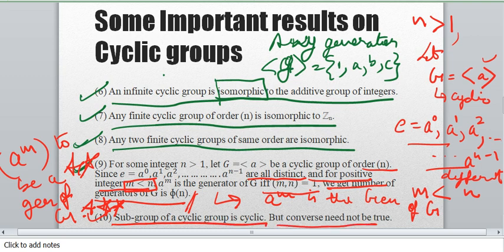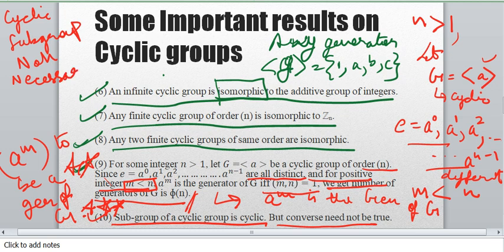That means if you have a cyclic subgroup, it is not necessary that the group is also cyclic. If the group is cyclic, then its subgroup is cyclic. But if the subgroup is cyclic, it is not necessary that the group will be cyclic.